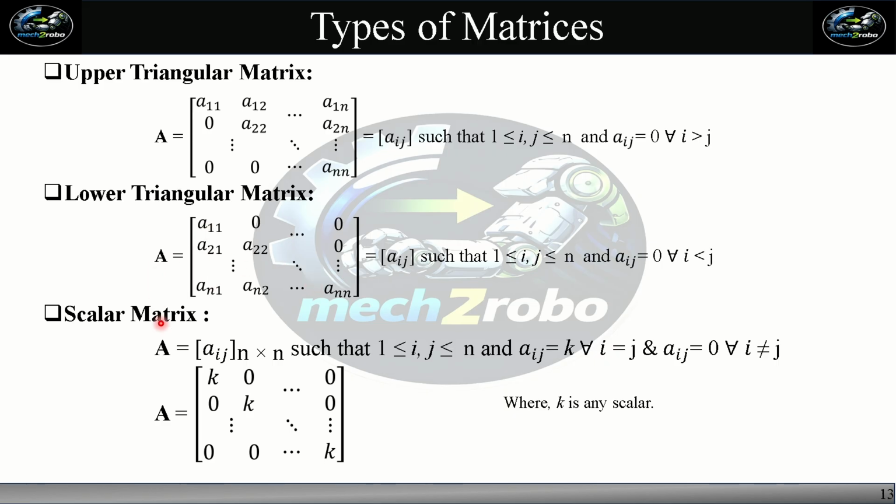Then scalar matrix. Scalar matrix is the matrix in which all the diagonal elements are equal and contain a scalar, and all those non-diagonal elements are 0 in nature. And this is the mathematical representation of this scalar matrix.